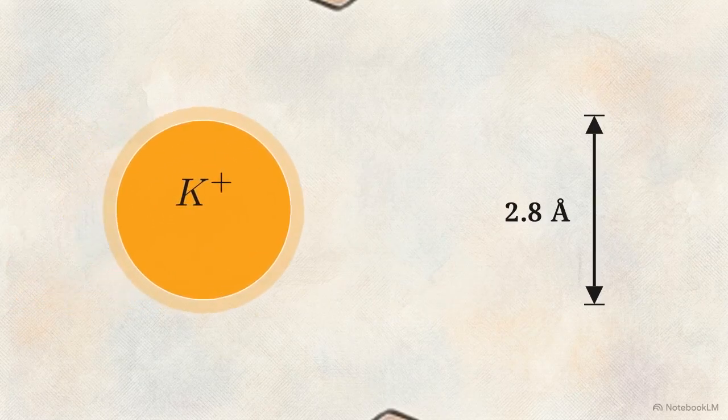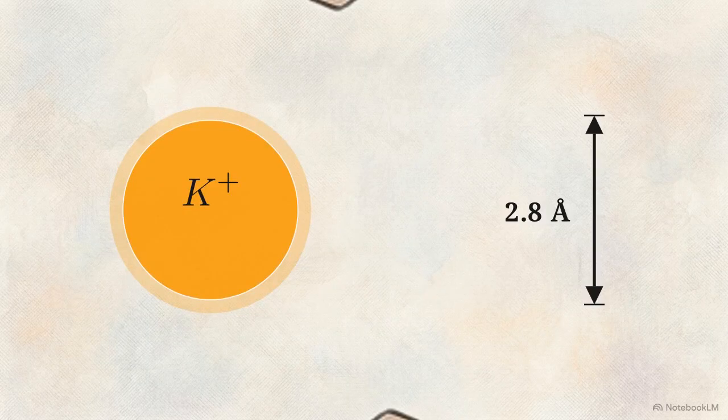The electrical charge is only half the equation. We have to look at the exact physical dimensions. The space between these layers is exactly 2.8 angstroms. Now consider the physical size of the potassium ion. It has an ionic diameter of 2.66 angstroms.